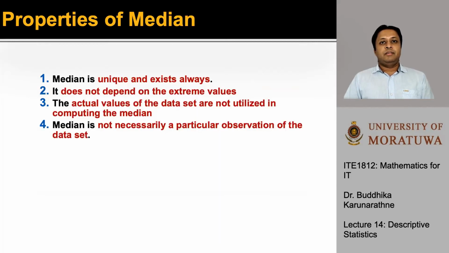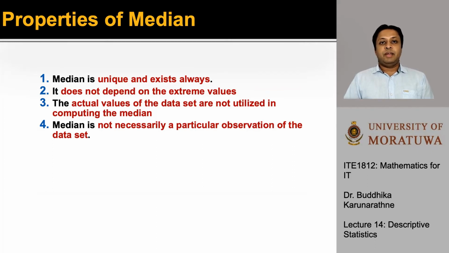So now we list out the properties of median. First one is median is unique and it exists always, similarly to mean, and it does not depend on the extreme values. So if you can remember, the mean depended on the extreme values, but median does not, because we are focused on the mid value, not the extreme values.